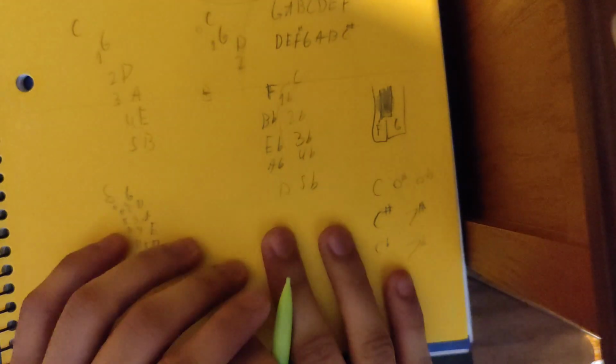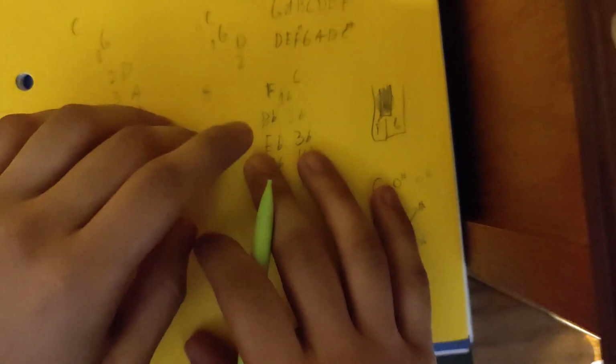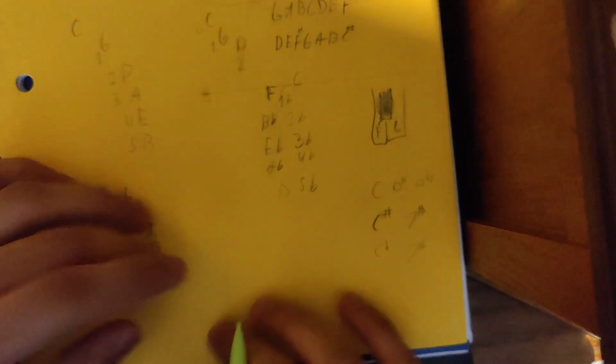So think of it like this. C major, none of the notes are sharp or flat. C sharp major, all the notes are sharp. C flat major, all the notes are flat. There's 7 notes. So that's going to be an easy way to remember that.